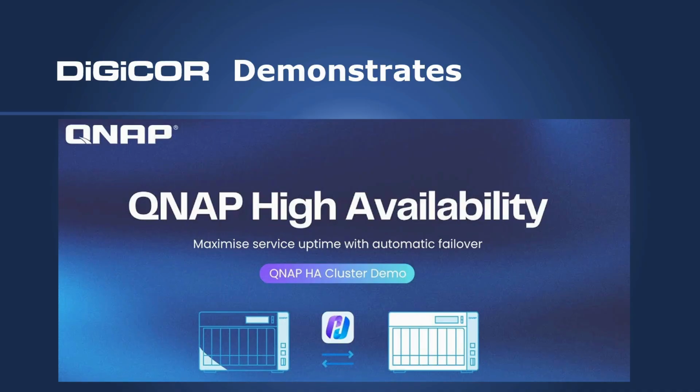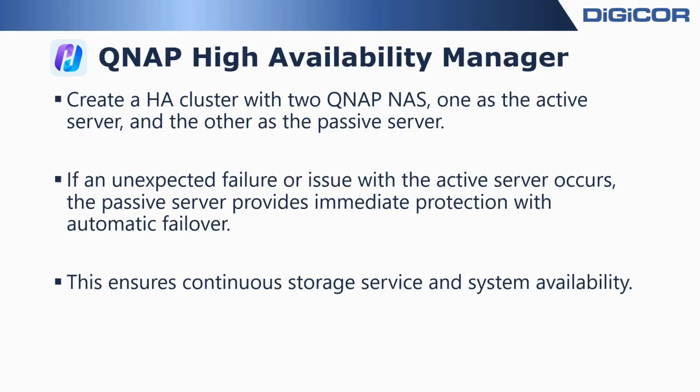With the QNAP High Availability Manager, it allows you to create a high availability cluster using two QNAP NAS devices, one acting as the active server and the other as the passive. If an unexpected failure or an issue with the active server occurs, then the passive server provides immediate protection with automatic failover. This ensures continuous storage service and system availability.